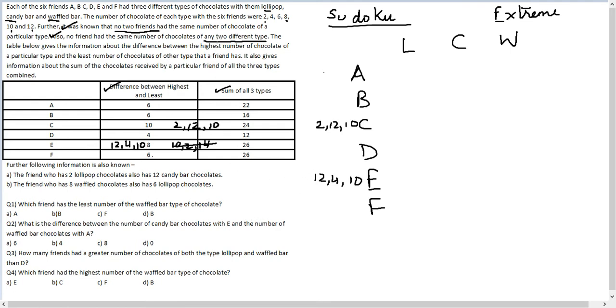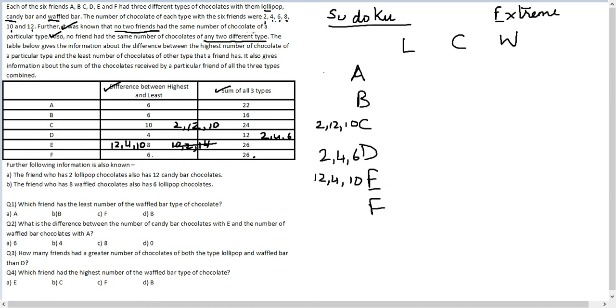Let's wait. Another extreme case that I can see is 2, 4 and 6. This would be the minimum sum. Does someone have a minimum sum of 12? Yes, D has that. So D definitely has the values 2, 4, 6. Let's also put that into place. Now again, coming back to this extreme case, 26. How can I reach 26?